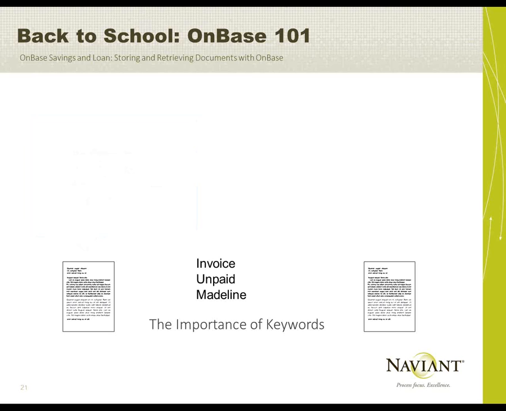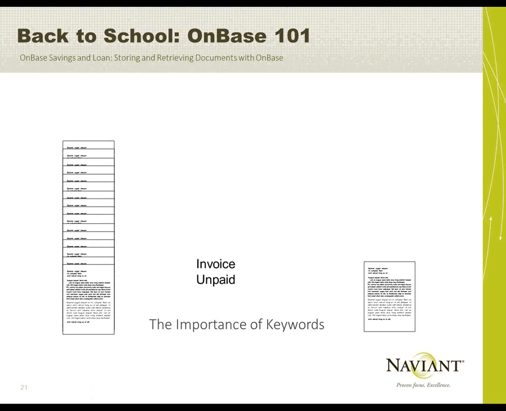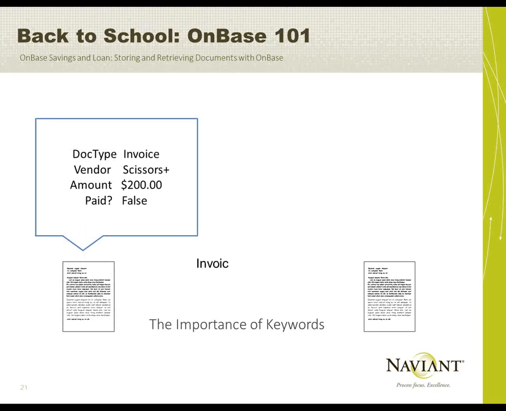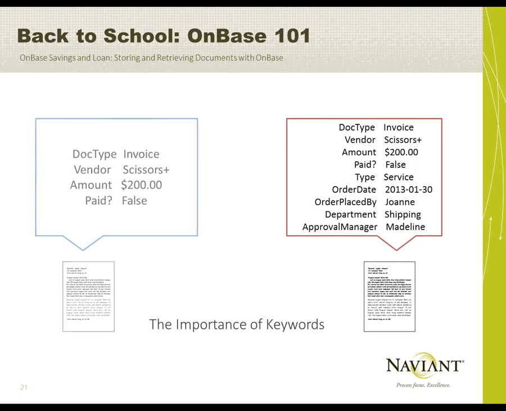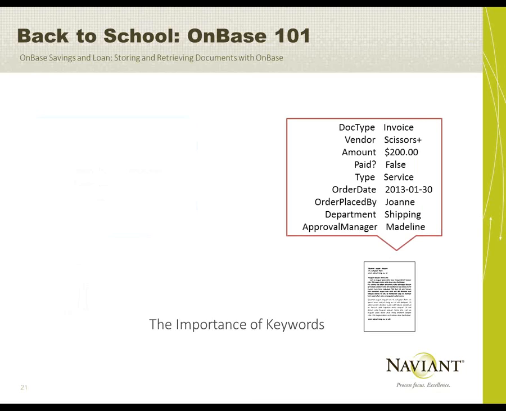Well, now we can't find this document because Madeline's name is not in a keyword on this document. So now we have to pull up all of our unpaid invoices, all 30 of them, and go through them manually, and now we're right back to paper files. We're no better off than when we started. So the importance of keywords in this case: looking for a service invoice, we're not going to find it. We don't have a services keyword or an invoice type keyword.